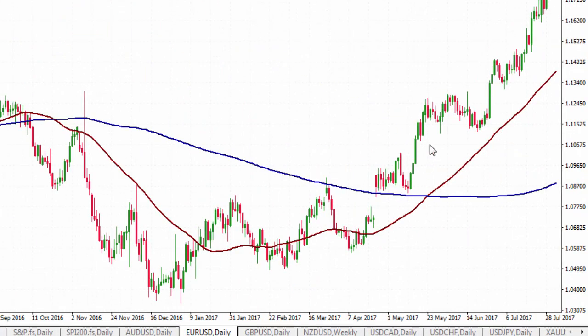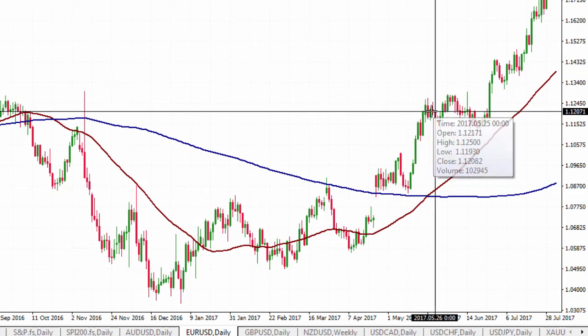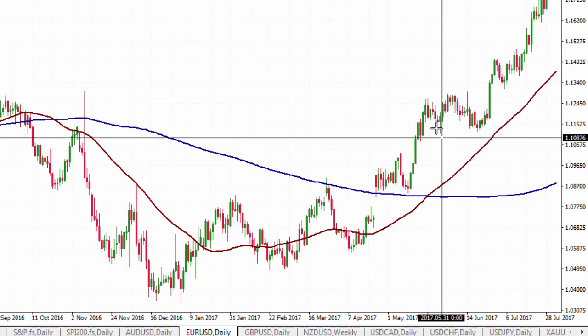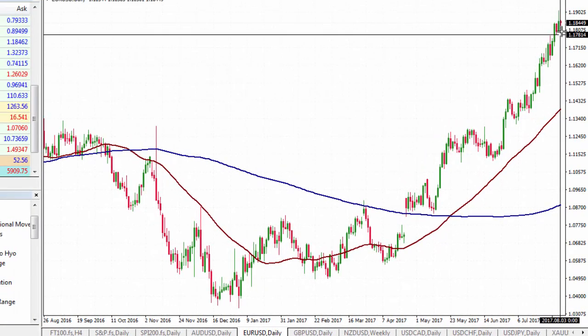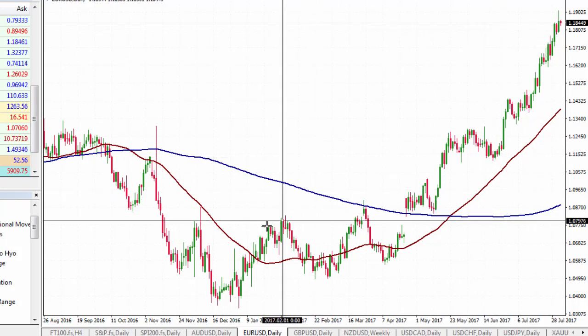In this case, if you had entered at the crossover point just there, let me put the crosshair on here. So if I had entered, or if you had entered there, somewhere around that vicinity there, depending on your stop loss, obviously if you kept it at the previous swing low, then you would be fine, and you'd be banking 500 or 600 pips there, which is quite nice.